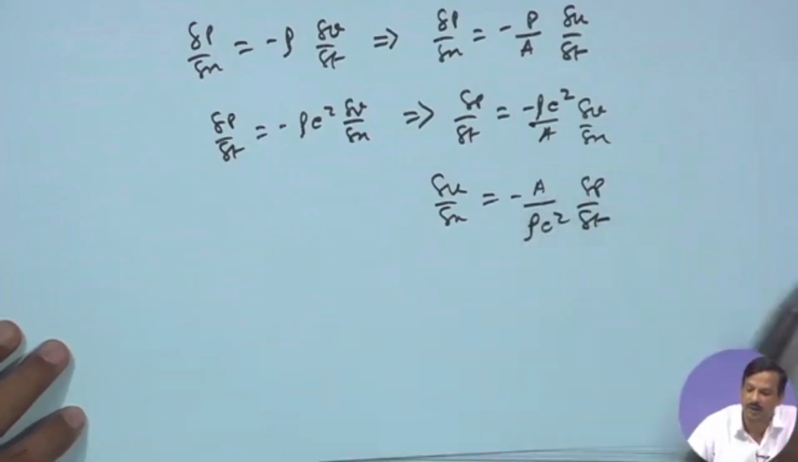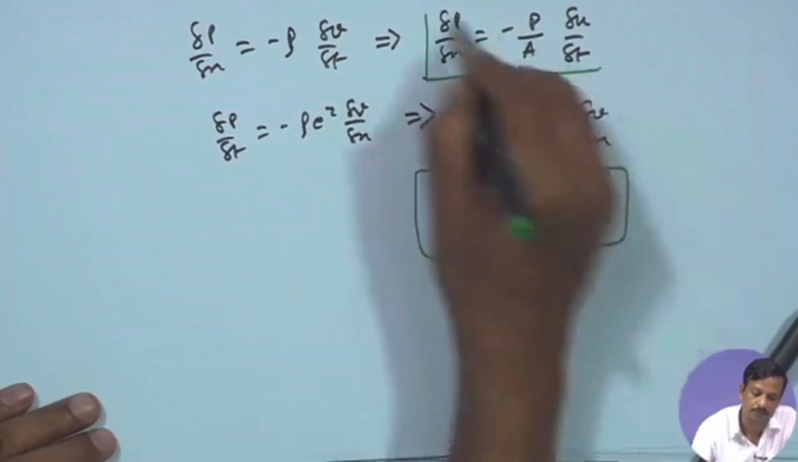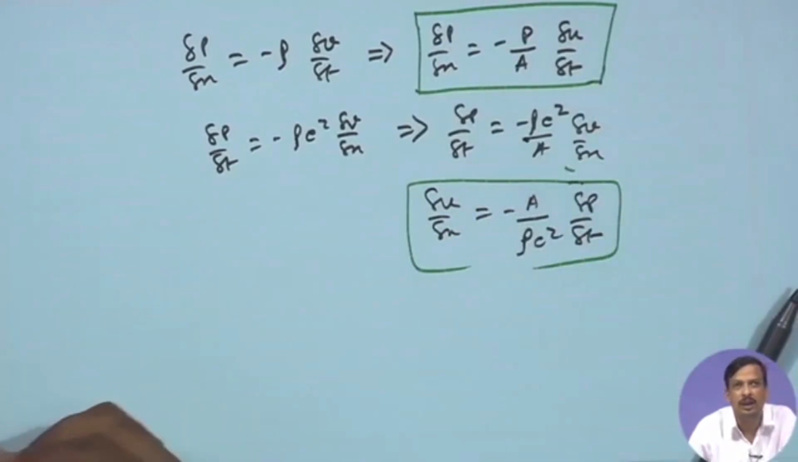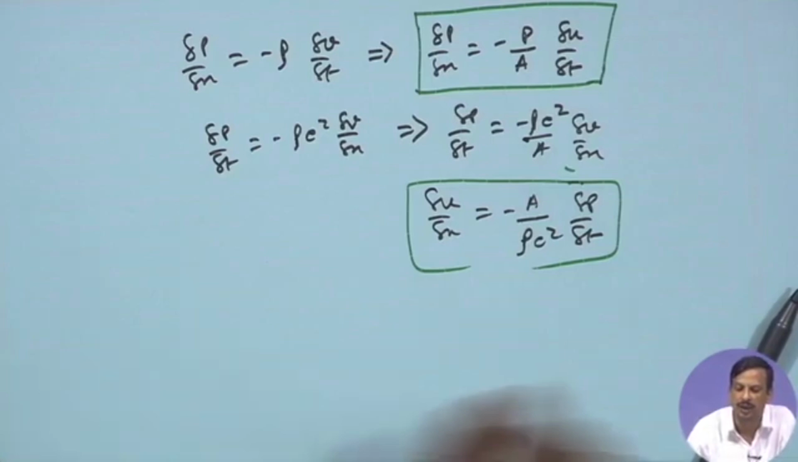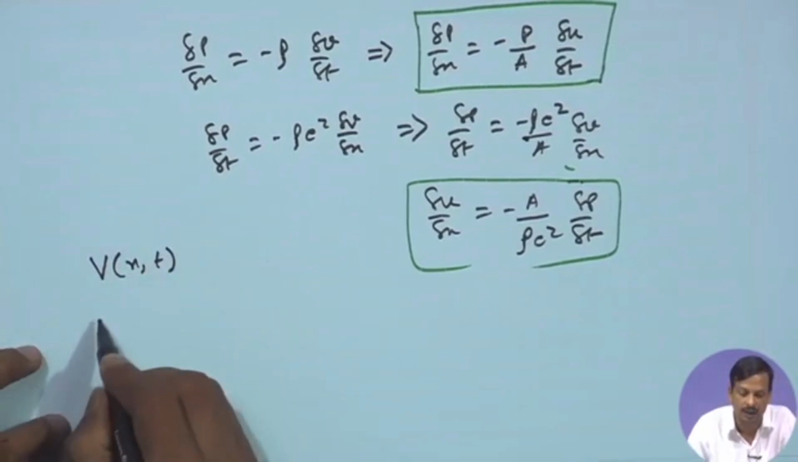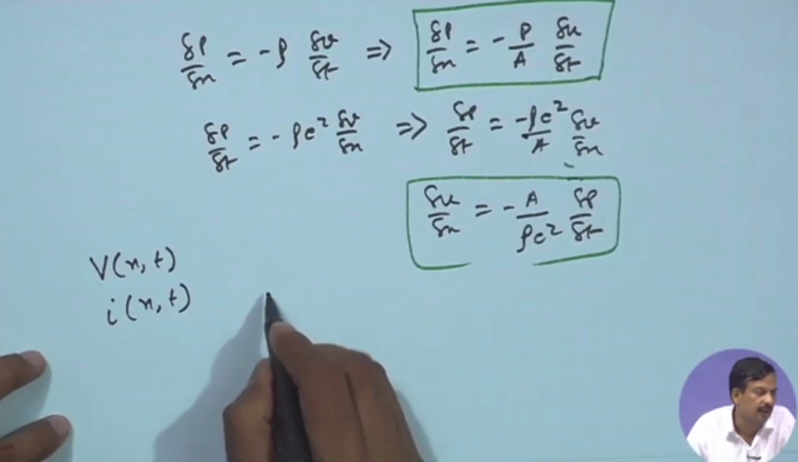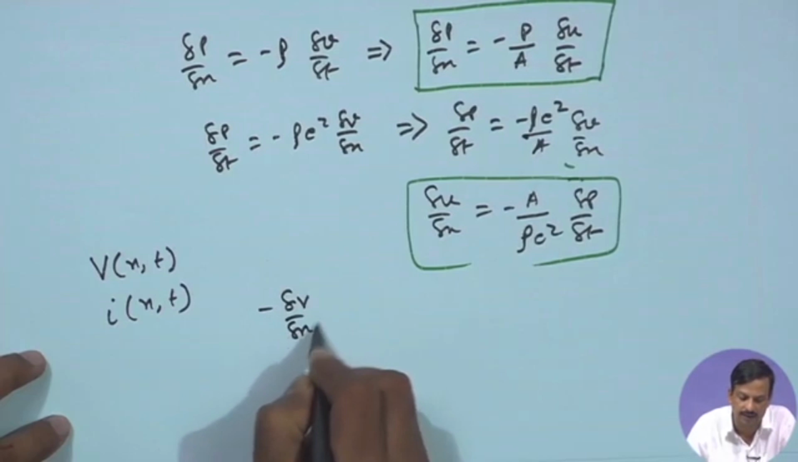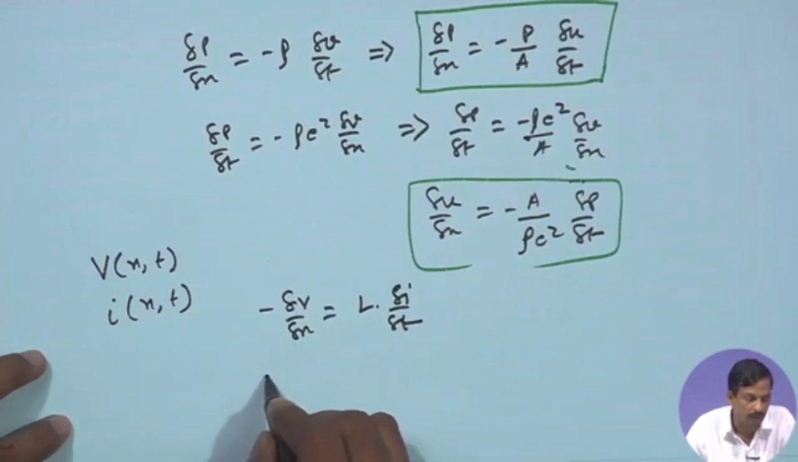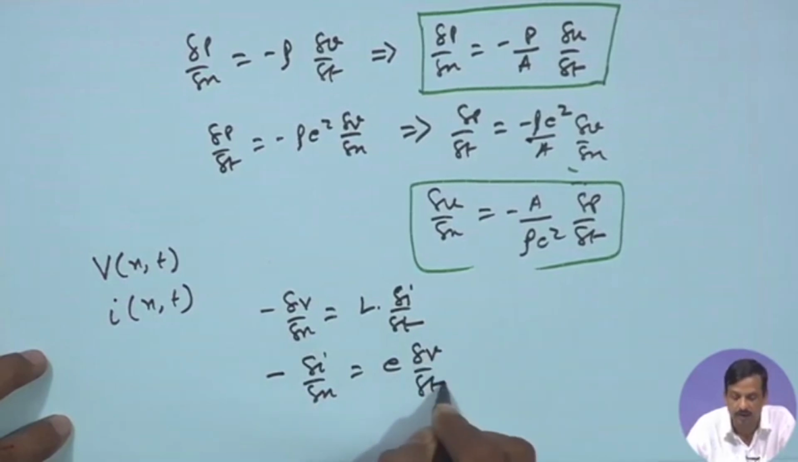Okay. Now, if you see this equation and this equation, these two equations are analogous to the electrical transmission line equation. In an electrical transmission line, voltage V is a function of x and t, and current I is also a function of x and t. So, in the electrical transmission line, minus del V by del x is equal to L into del I by del t. Similarly, minus del I by del x is equal to C into del V by del t.